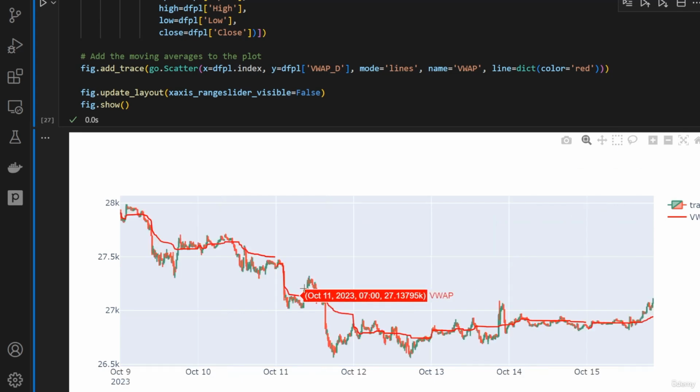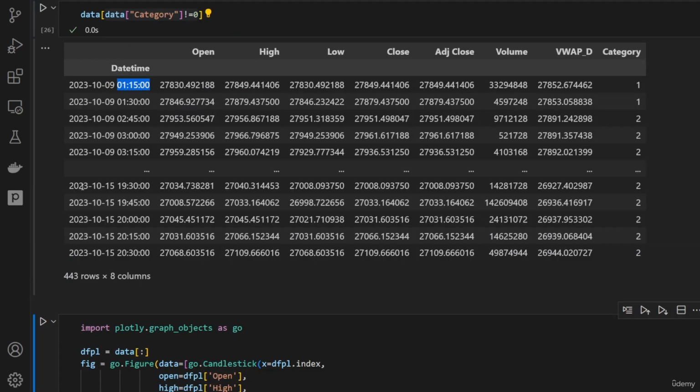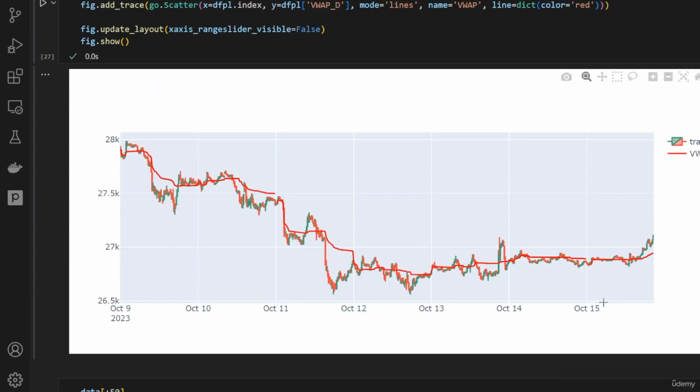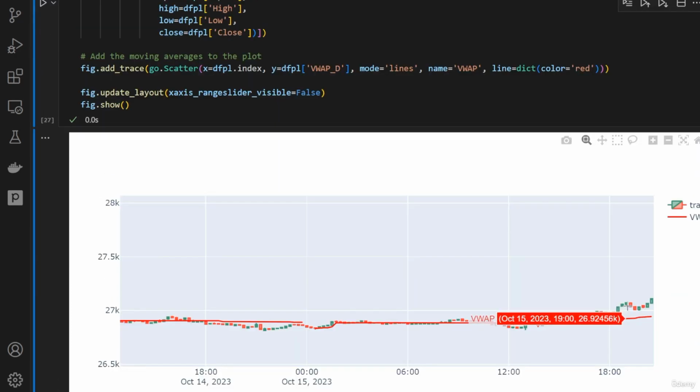We could verify another one, something a bit further. So 15th of October at 7:30 p.m. So we have an uptrend. Let's check 15th of October. So 7:30, yes, it's a clear signal.